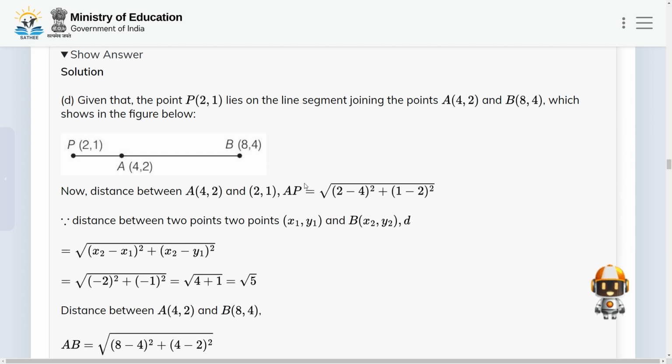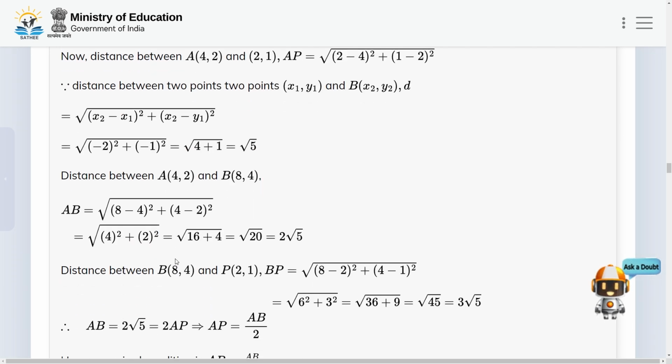is equal to the square root of (2 minus 4) whole square plus (1 minus 2) whole square. Since the distance between two points (x1, y1) and (x2, y2), that is D, is equal to the square root of (x2 minus x1) whole square plus (y2 minus y1) whole square, this is equal to the square root of (minus 2) whole square plus (minus 1) whole square, that is the square root of 4 plus 1, and this is equal to the square root of 5.